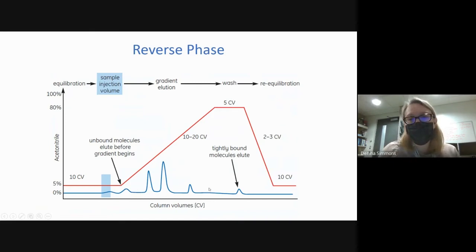And then usually you hold at the top again at a sort of high organic to make sure you wash anything that's really stuck to the column off. And then a quick drop back down to your starting conditions, and you give some time to let your column do what we call re-equilibrate.